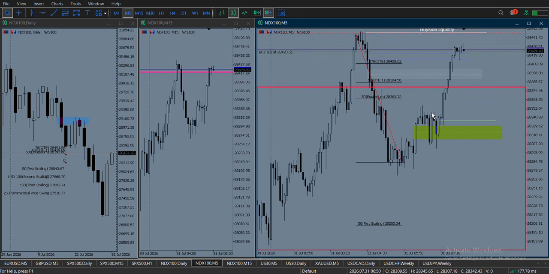We ran higher, ran into this inefficiency here again, and you can see the most important thing with this inefficiency here is the way price propels outside that inefficiency to facilitate higher prices. It does it again here, and then it runs out of that inefficiency.